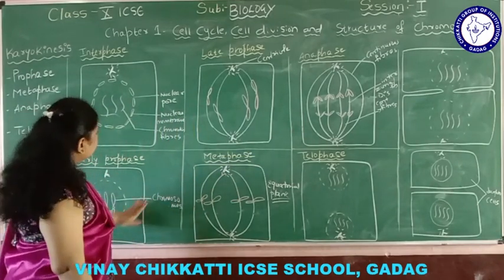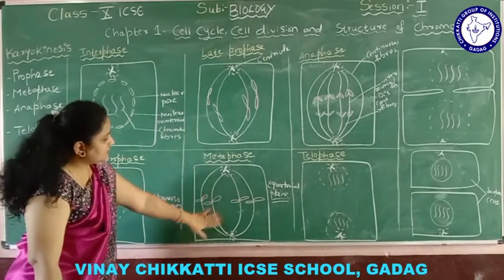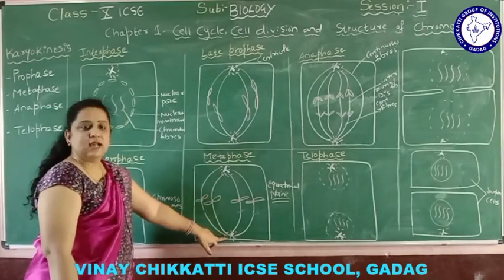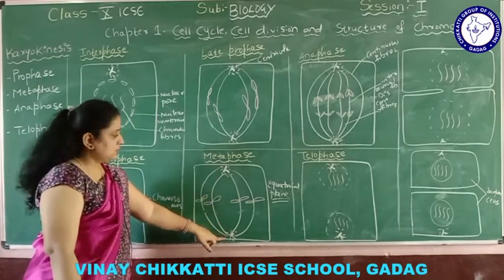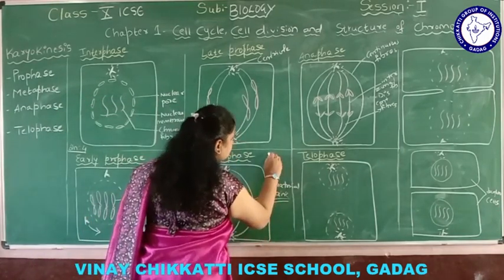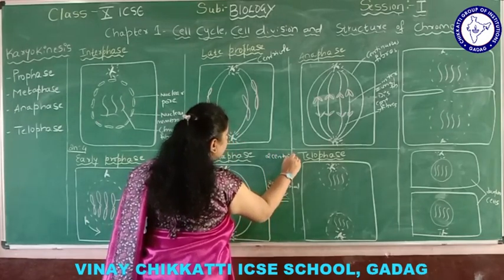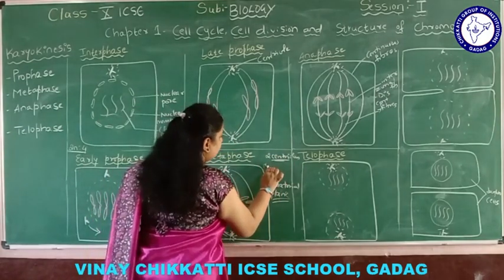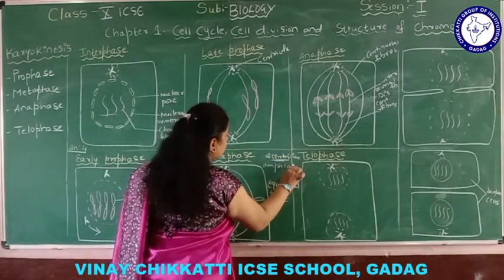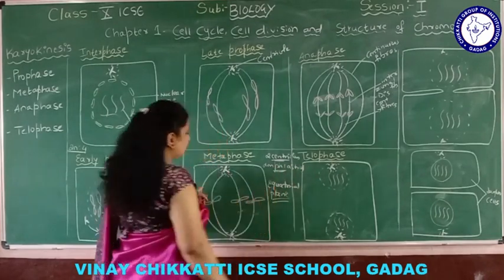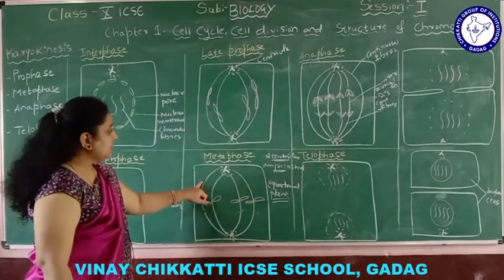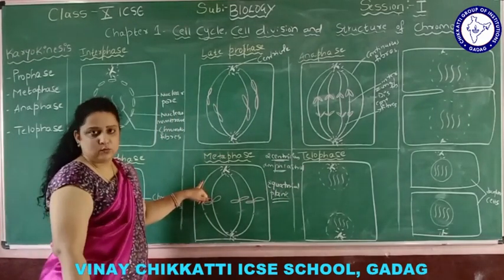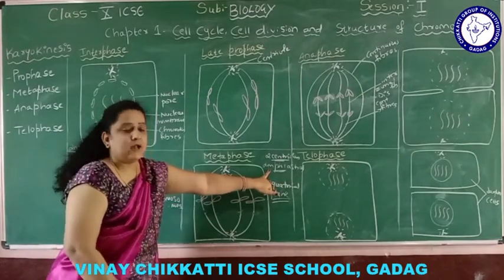So in metaphase, here there is formation of centrioles. 2 centrioles are formed here and they are moving to opposite poles. So the formation of 2 centrioles in animal cells, the division is said to be amphiastral. Amphi means 2. Amphiastral in case of animal cells. Once again I repeat, in an animal cell there is formation of 2 centrioles and they are moving to opposite poles. Such kind of division is called amphiastral.